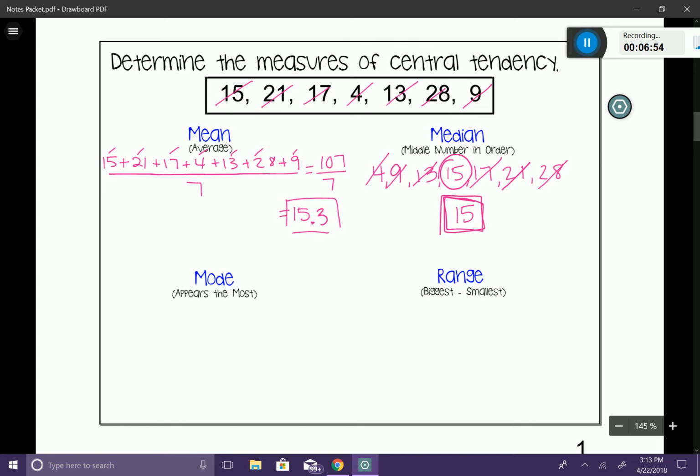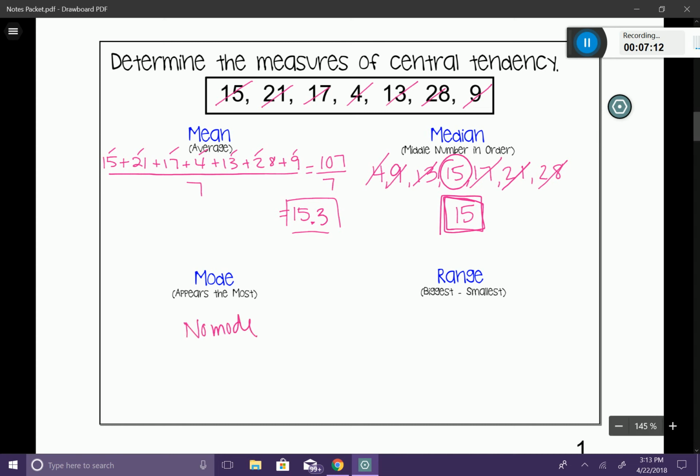If you have an even number, like we did in the first example, you'll end up having to take the average of the middle numbers. All right, the mode. So the mode in this example, you can see that we don't have any numbers that repeat themselves. Sometimes that's the case, and therefore there is no mode.